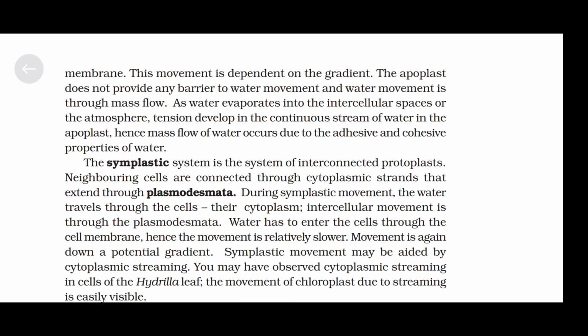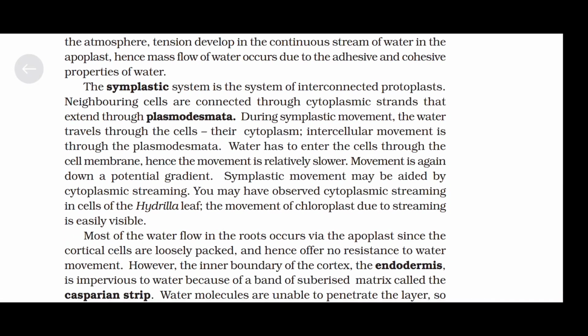The symplastic system is the system of interconnected protoplasts. Neighboring cells are connected through cytoplasmic strands that extend through plasmodesmata. During symplastic movement, the water travels through the cells. Their cytoplasmic intercellular movement is through the plasmodesmata. Water has to enter the cells through the cell membrane. Hence, the movement is relatively slower.